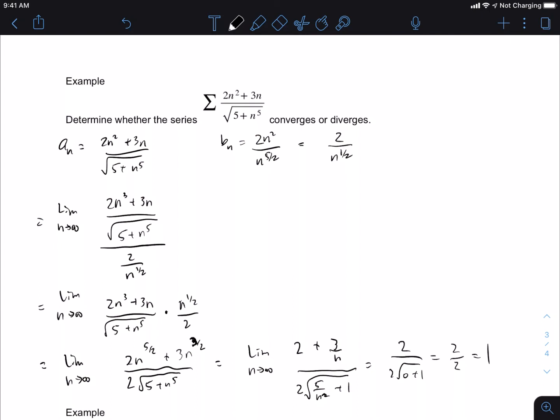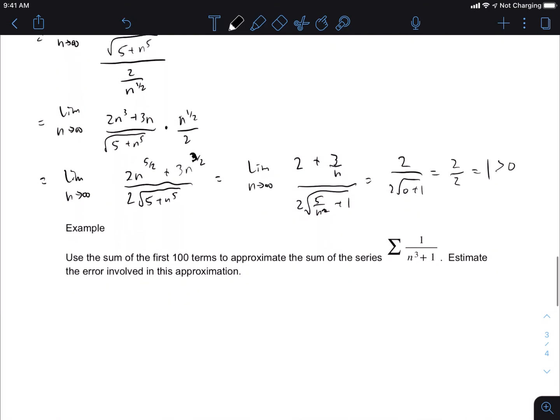And so from here, we can see that the comparison again is greater than 0. And again, we can see that this is going to converge, because we know that our b term, 2 over n to the 1/2, is going to converge, so this also converges. Okay, let's do another example.